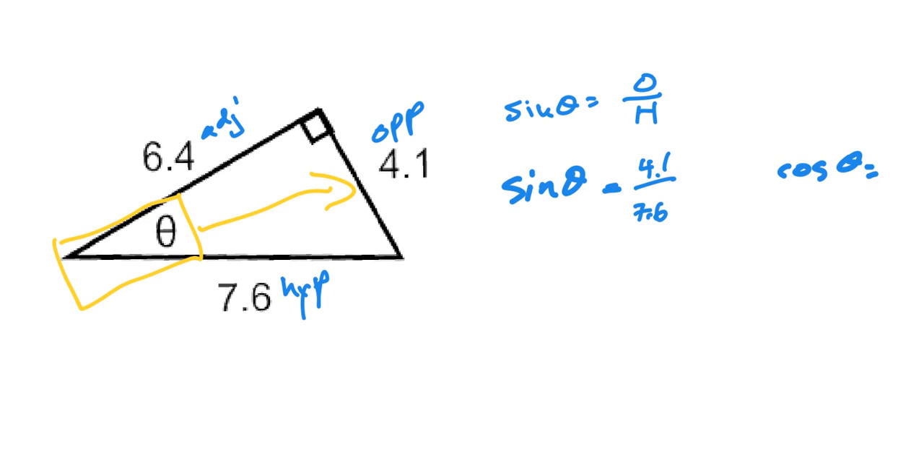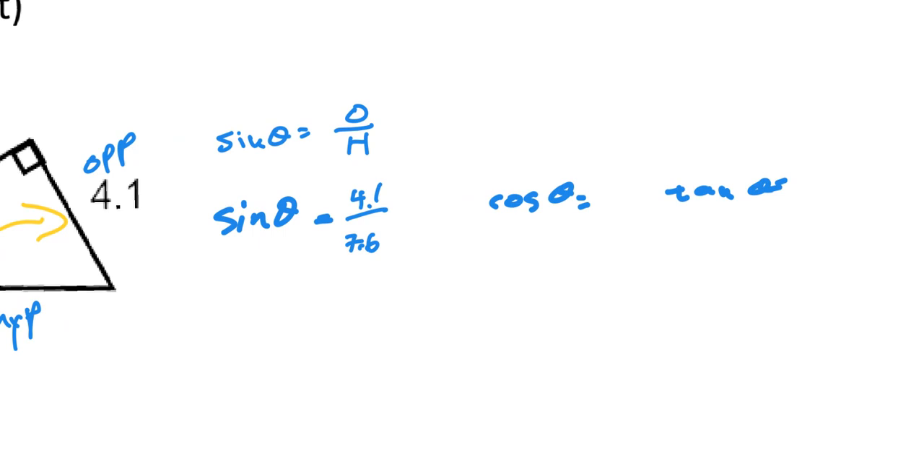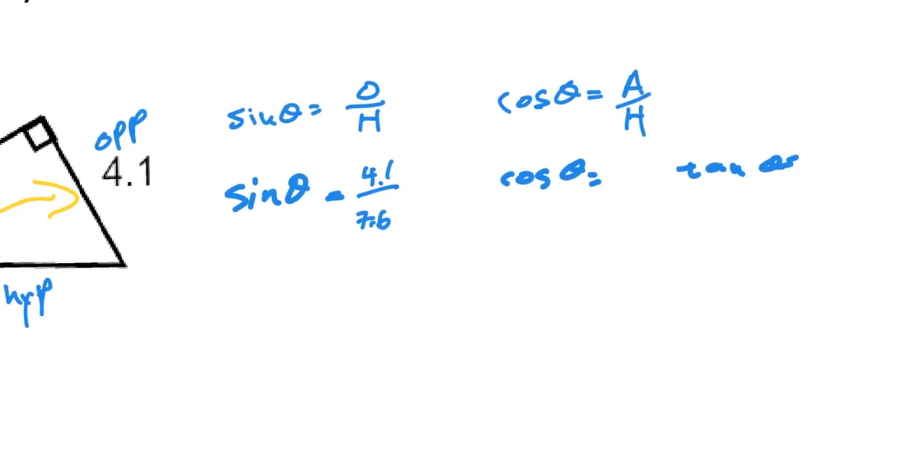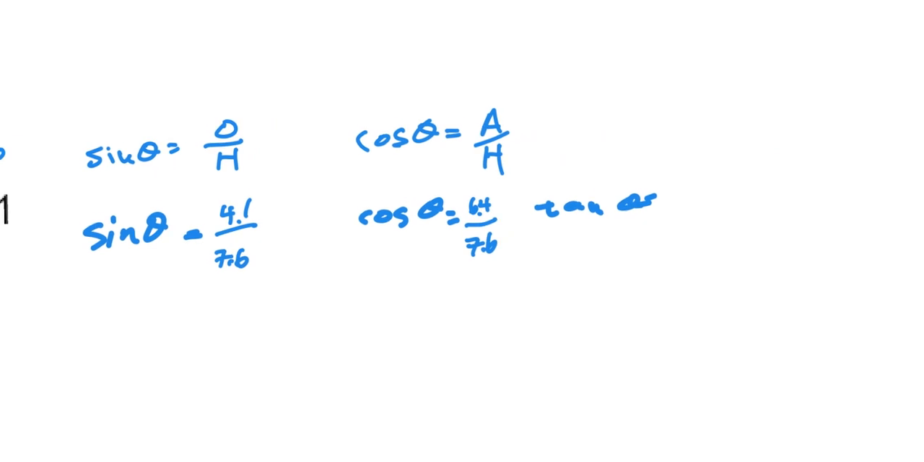So now let's do the same thing for cosine of theta. Cosine of theta is A over H. Now let's take a look at that on our sheet here. A is 6.4 and H is 7.6. So we have 6.4 divided by 7.6 for our cosine, right? And for tan, remember, keep looking at that SOHCAHTOA that we had at the top. Tan of theta is equal to O over A. And so tan of theta in this case is going to be 4.1 divided by 6.4.